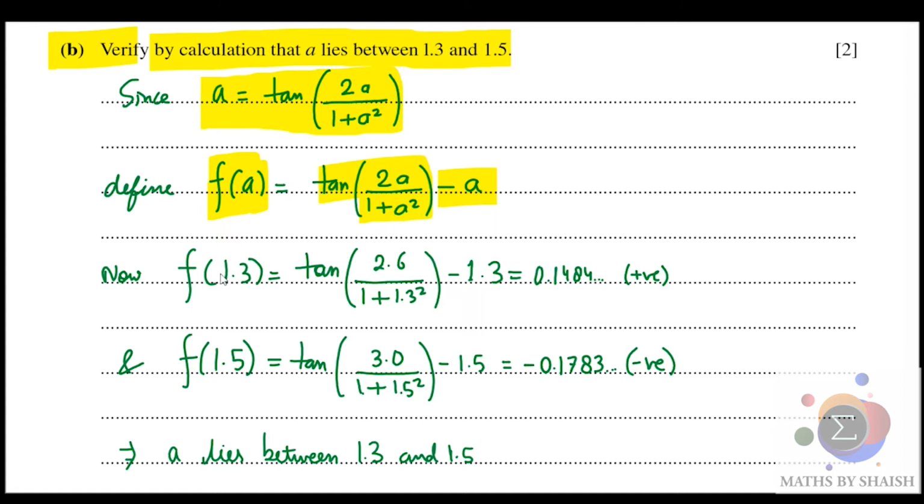Now we just have to substitute a as 1.3 and 1.5 and see what the value is, and our calculator mode has to be radian. So from here we can see f(1.3) is going to be positive 0.1484, and f(1.5) is negative 0.1783. So by the sign change rule we can say that a lies between 1.3 and 1.5.